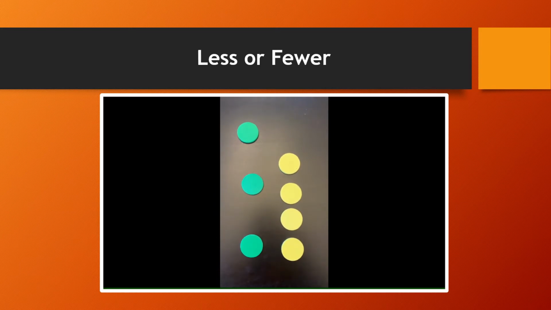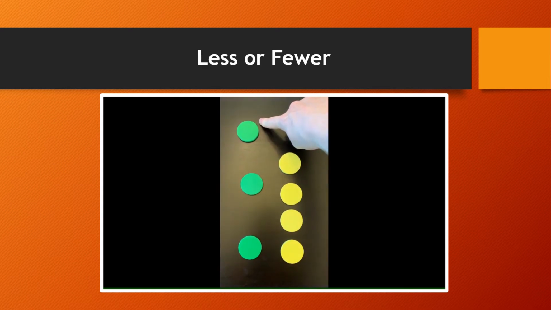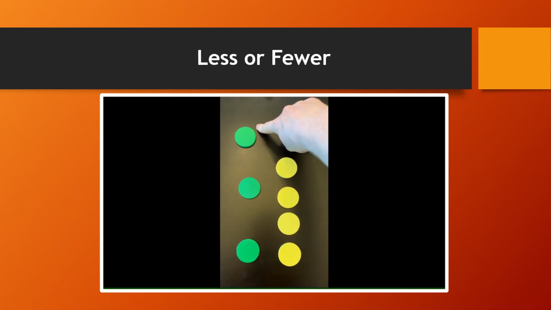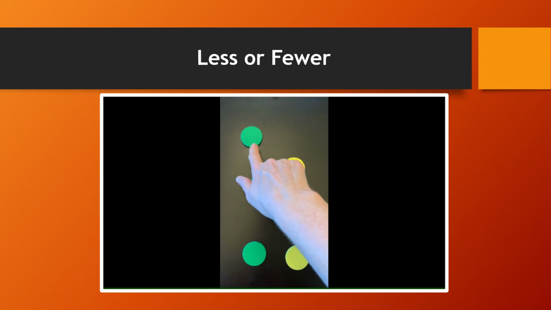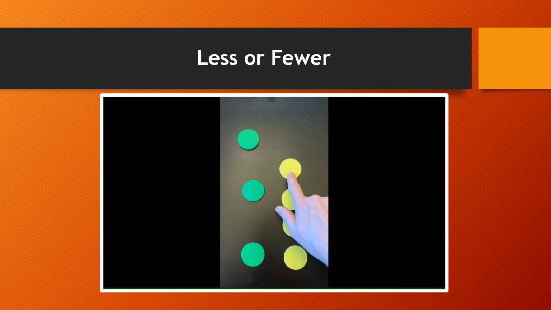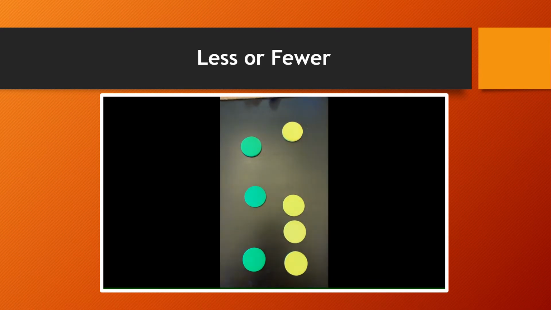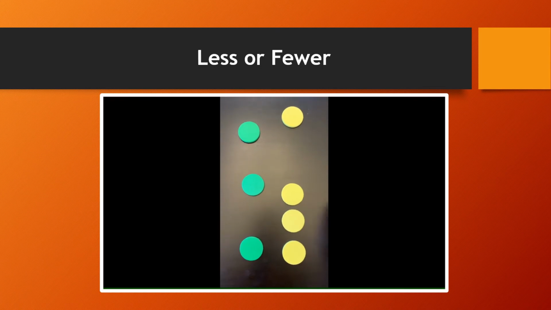Of course, the green side has less. It's tricky because the green side looks taller. Again, we have to do one-to-one correspondence. 1, 2, 3 to see that this one has more. And if the yellow has more, then there are less or fewer green than yellow.